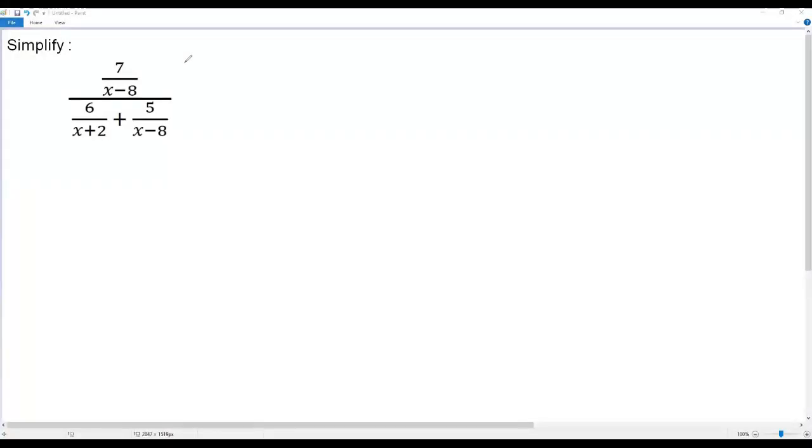Here we have a problem on algebra 2. That is, we have to simplify the given complex fraction. To simplify the given complex fraction, what we have to do is keep this numerator 7 over x negative 8 as it is, and add the two fractions in the denominator.